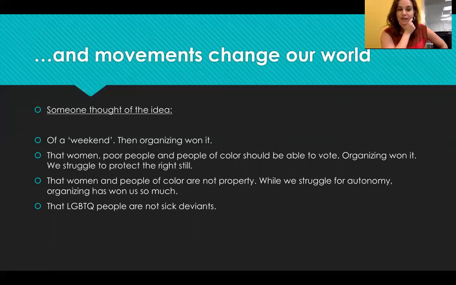Someone thought of the idea that women and people of color are not property. While we struggle for autonomy, organizing has won us so much, right? The idea that physically some of us are property of others is a pretty profound, seismic worldview shift that didn't come because people who felt that they owned us decided that they didn't want to own us anymore. It was because we decided that we didn't deserve to be owned. And our ancestors decided that we didn't deserve to belong to anyone else. And someone thought of the idea that LGBTQ people are not sick deviants. Some of us went into our own experience and didn't find sickness there. We found wholeness and possibility in what we have to share with the world. And we refuse to accept another story anymore.